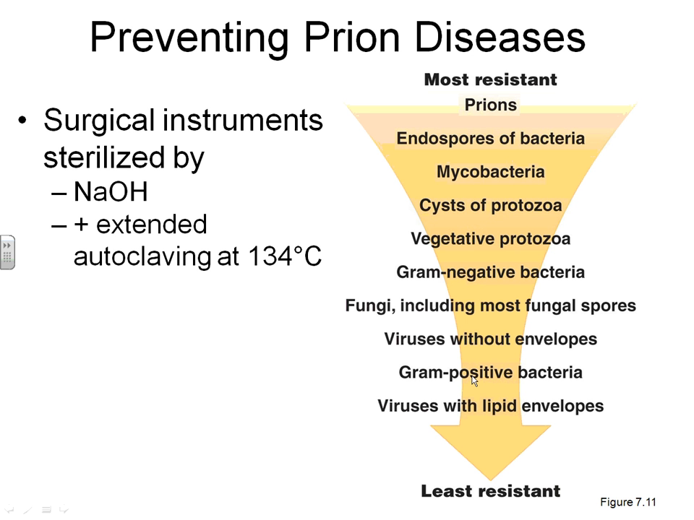Then we have gram-positive bacteria, more viruses, gram-negative bacteria, then the protozoa. Notice cysts of protozoa, very resistant. Endospores of bacteria, and then of course most resistant on our list are the prions.